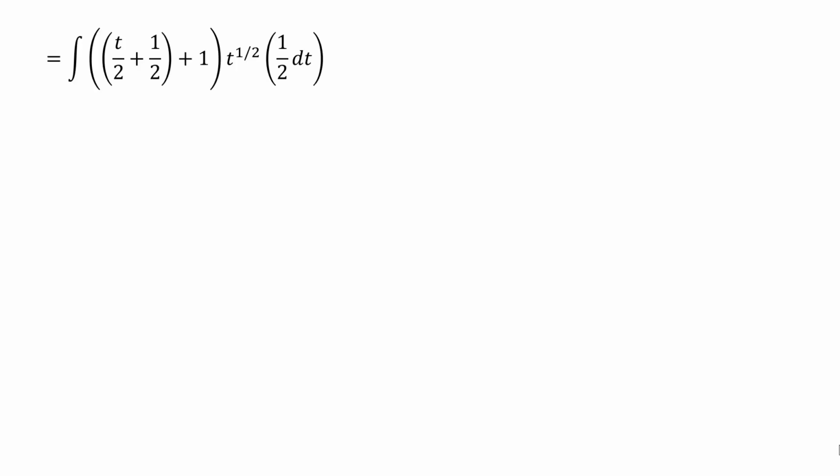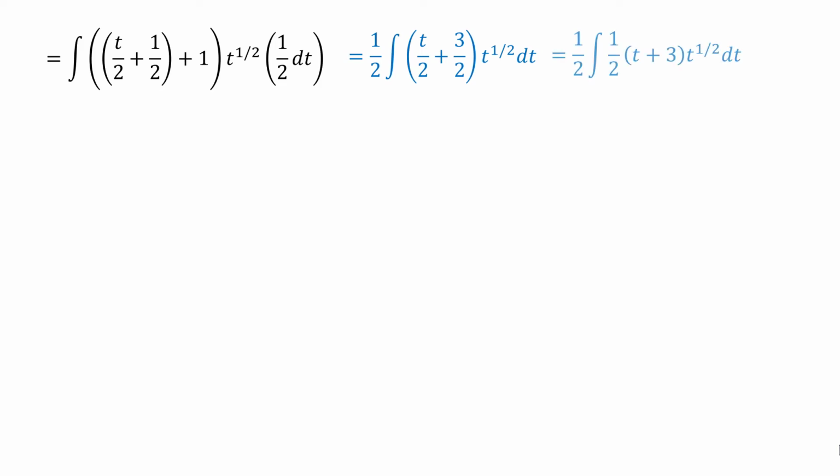Before integrating, we'll proceed with some algebra. First, we will factor the 1/2 multiplied to the dt out of the integral symbol. 1/2 the integral of t/2 plus, add the 1/2 plus 1, that'll be 3/2. Then you still have t to the power of 1/2 dt. Looking at the integrand, t/2 + 3/2 has a common factor of 1/2. Let's factor that out as well. This integral becomes 1/2 the integral of (1/2)(t + 3) times t^(1/2) dt.